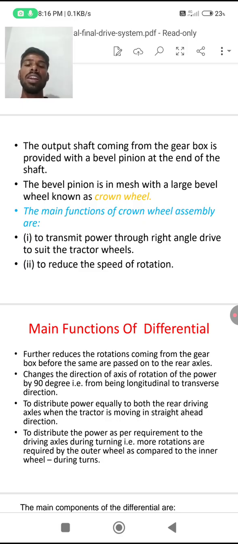It changes the direction of rotation of the power by 90 degrees from longitudinal to transverse, and distributes the power equally to both rear driving axles when the tractor is moving in a straight direction. It distributes the power as required to the driving axles during a turn. More rotation is required by the outer wheel as compared to the inner wheel to make the turn.